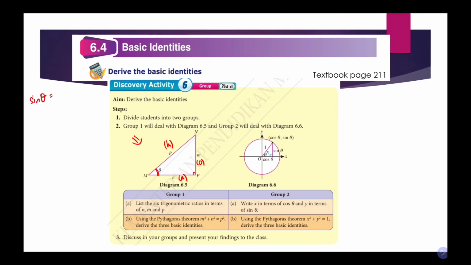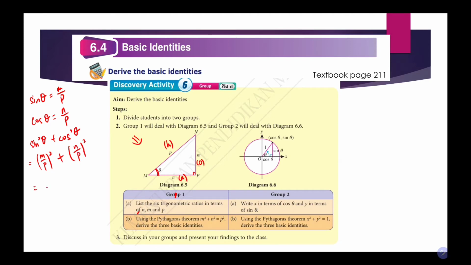So from this right angle triangle, how can we get sine theta? Sine theta is opposite over hypotenuse, so we have M over P, where cosine theta equals adjacent over hypotenuse, which is N over P. And then let's check out sine square theta plus cos square theta. What do we get here? For the sine square theta, it is basically M over P squared plus cos square theta, N over P squared.